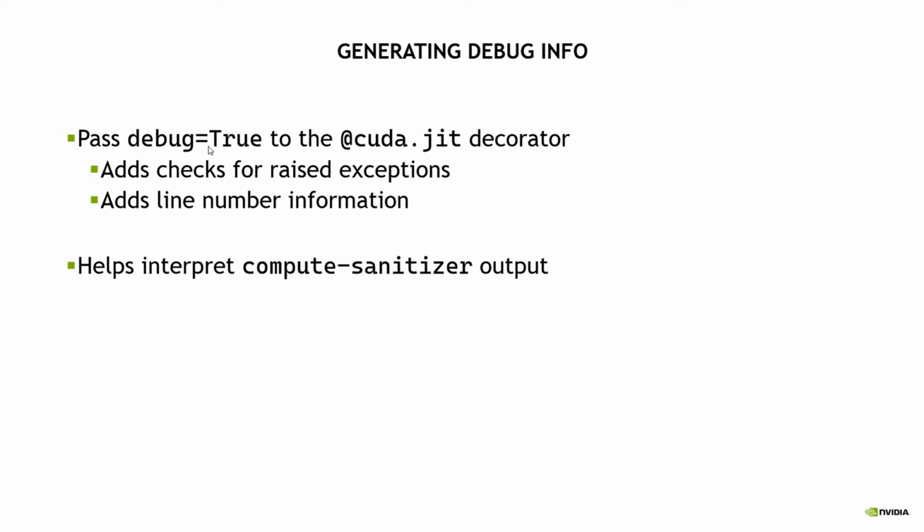One thing you can do to make it a bit easier to debug a kernel is to pass the debug=True keyword argument to the CUDA JIT decorator. And that does two things. The first thing it will do is turn on checks for exceptions being raised in your kernel, including assertions. So if you use debug=True, you can raise exceptions and use the assert keyword in the kernel. Secondly, it adds line number information to the generated code. That makes it a bit easier to interpret what's going on in GDB or CUDA-GDB when you're debugging. And it can also make it a bit easier to locate problems if you're using compute-sanitizer with CUDA Python. I've got some examples of using these over the next few slides.